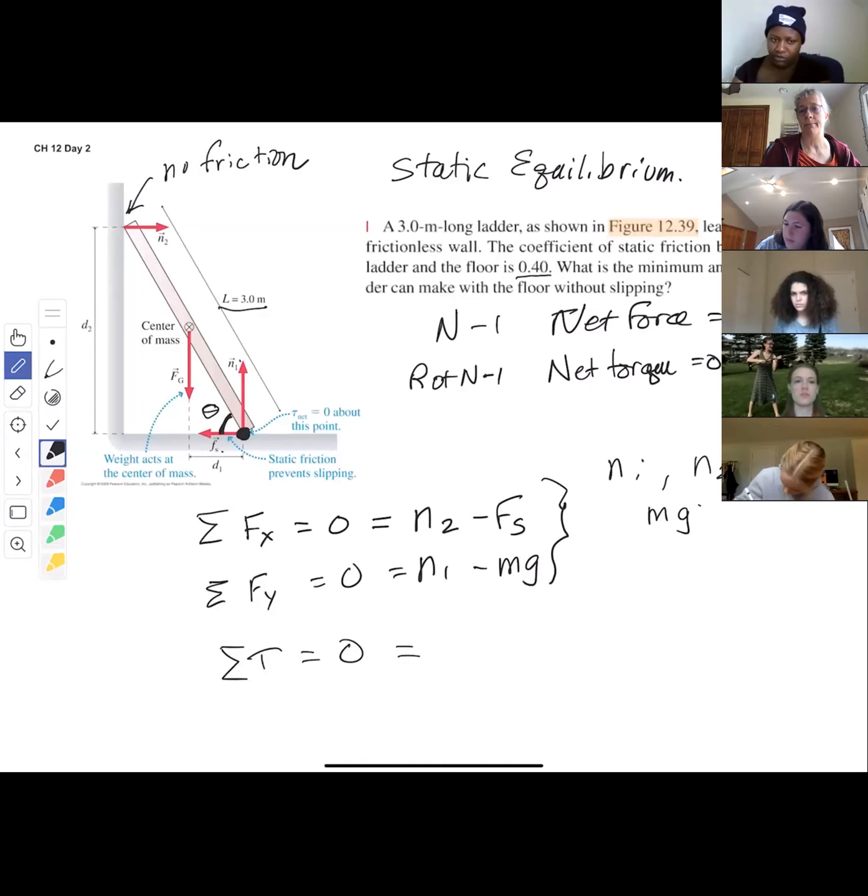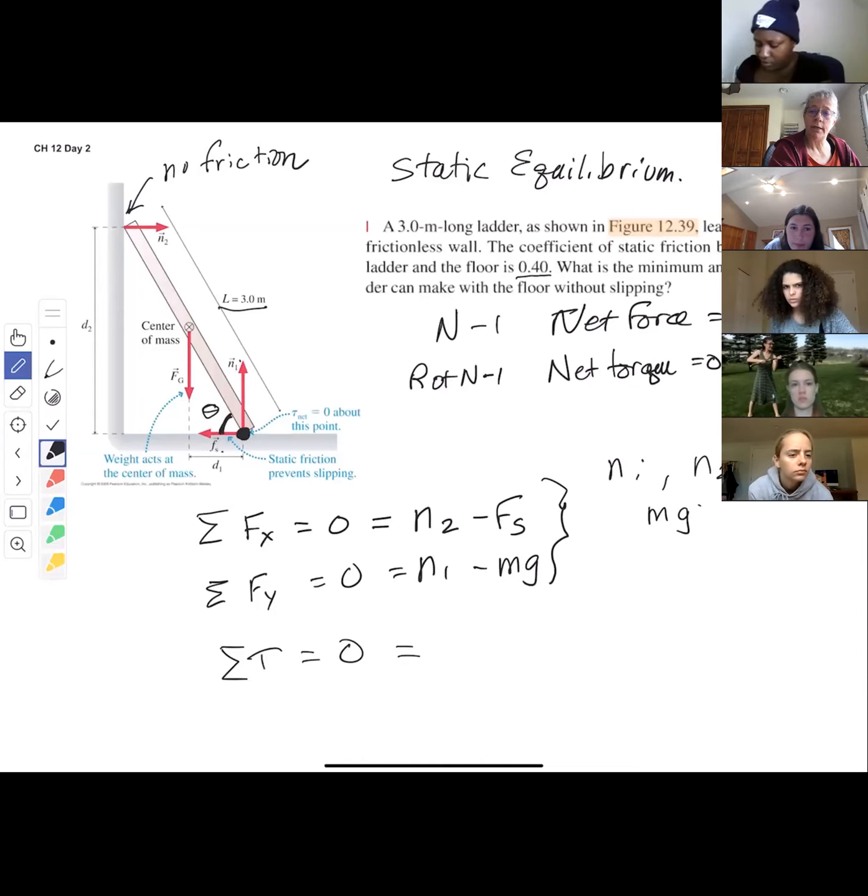Let me go over to Piper. Piper, do you have a candidate for one of the terms that should be in the sum of the torques? I guess the torque at theta, right? You say the torque at theta caused by what force? The force of, I guess, gravity and friction.